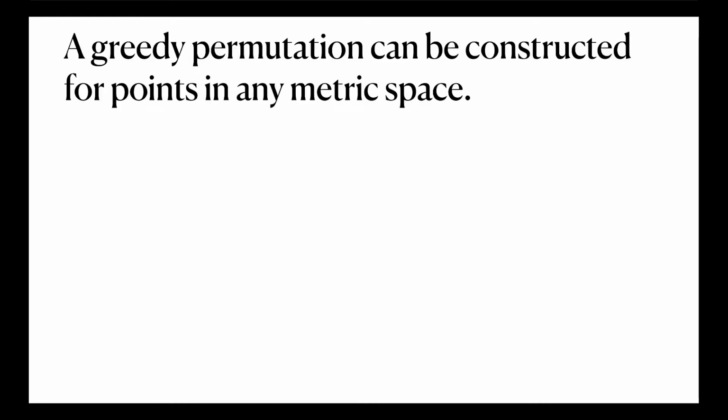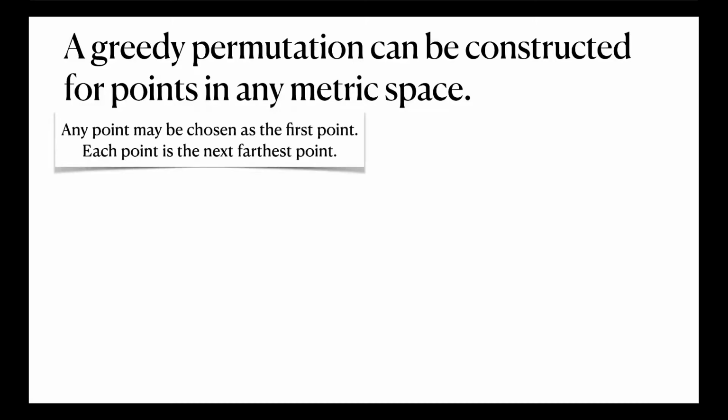So a greedy permutation is an ordering on points in a metric space, and you can construct this in any metric space. The idea is quite simple. You start with any point you like to be the first point in the permutation, and then each point after that is the next farthest point. So with a couple definitions we can make this formal.